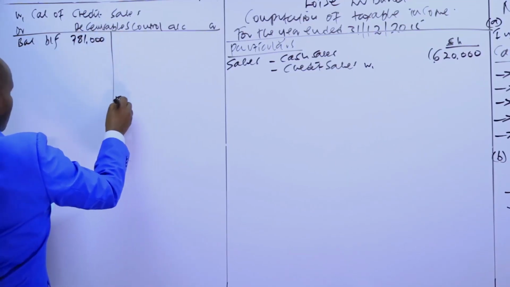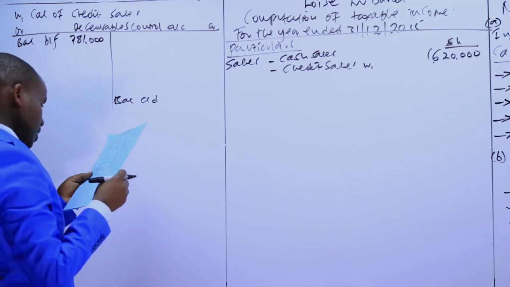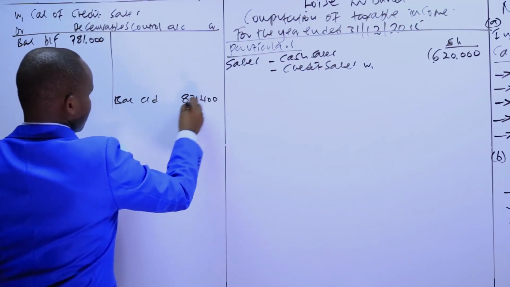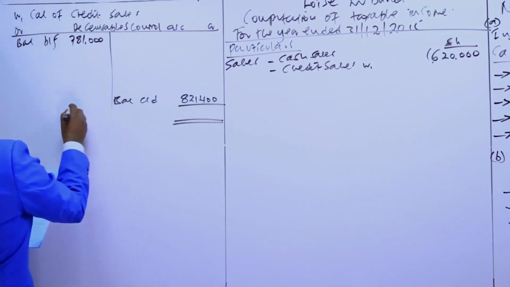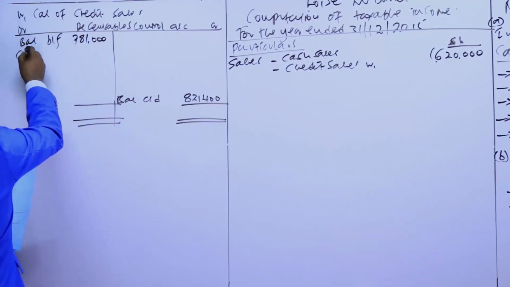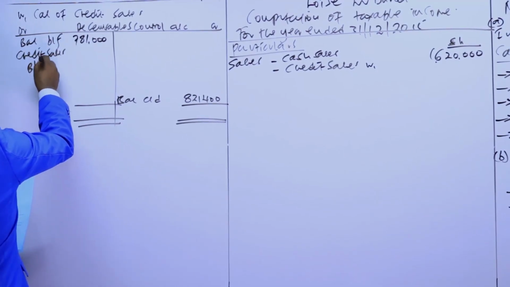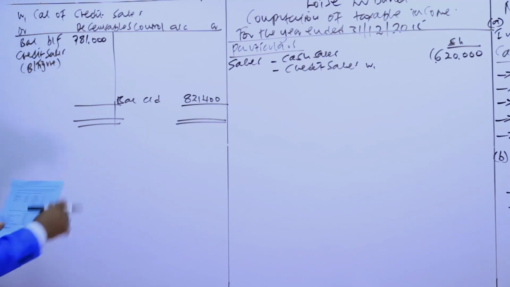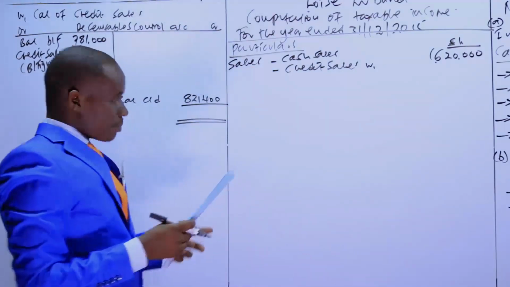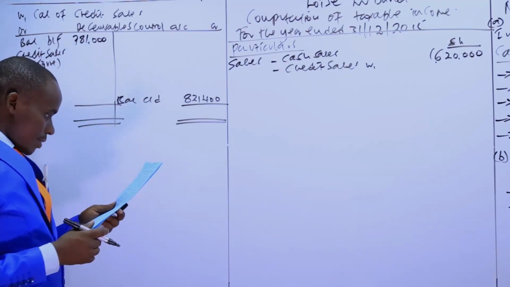781,000. Balance carried down for this particular account is 821,400. And what we are looking for is credit sales, and therefore this will be the balancing figure. So let's put any other item that affects this particular ledger so that we can get the credit sales.